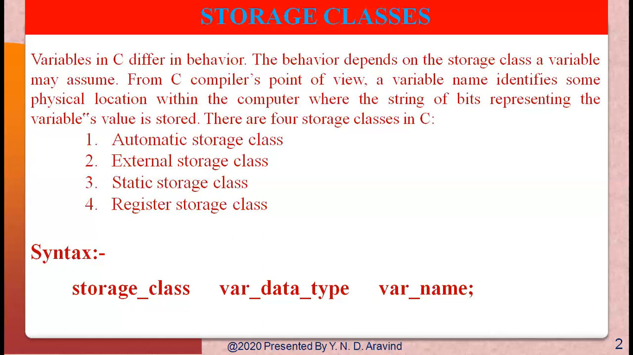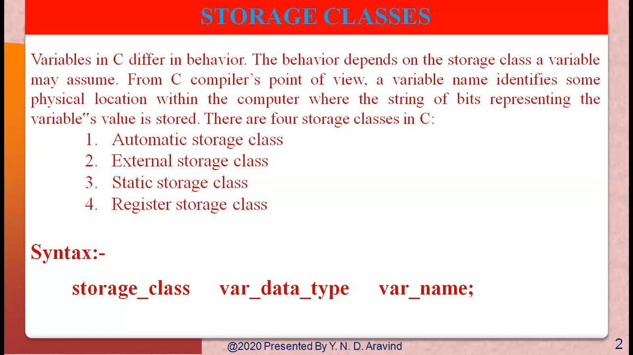In the C programming language, there are four types of storage classes that are available. They are automatic storage classes, external storage classes, static storage classes, register storage classes. And the syntax is storage class, data type, variable name.